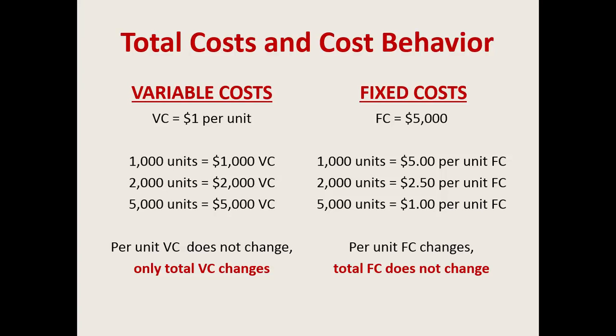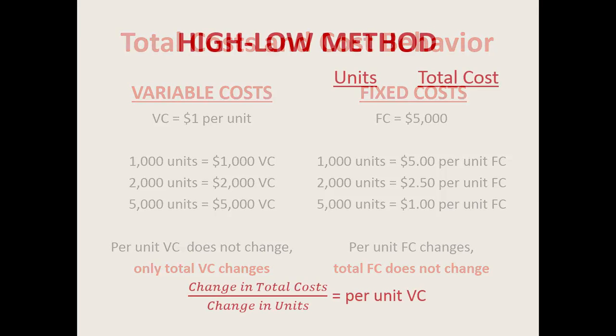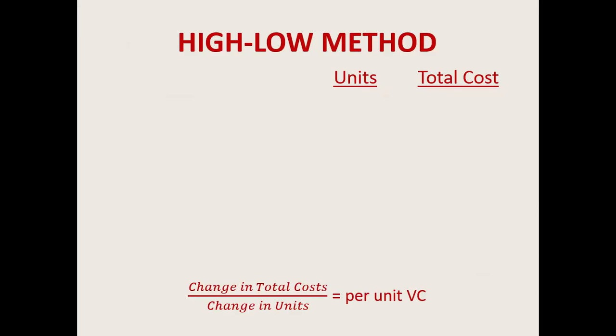So if you look at it this way, you could say that variable costs sometimes behave in a fixed manner, and fixed costs sometimes behave in a variable manner when you look at the difference between the per units and the total. And this is the calculation on the bottom for the high-low method.